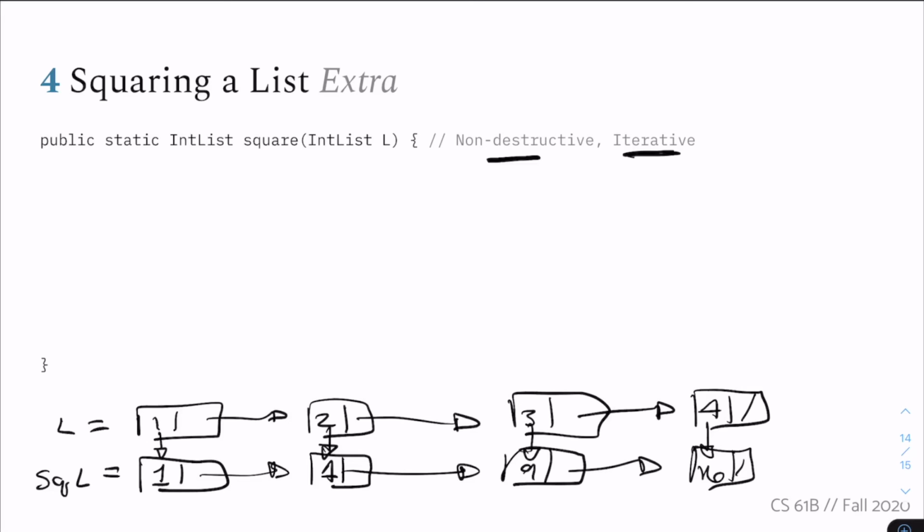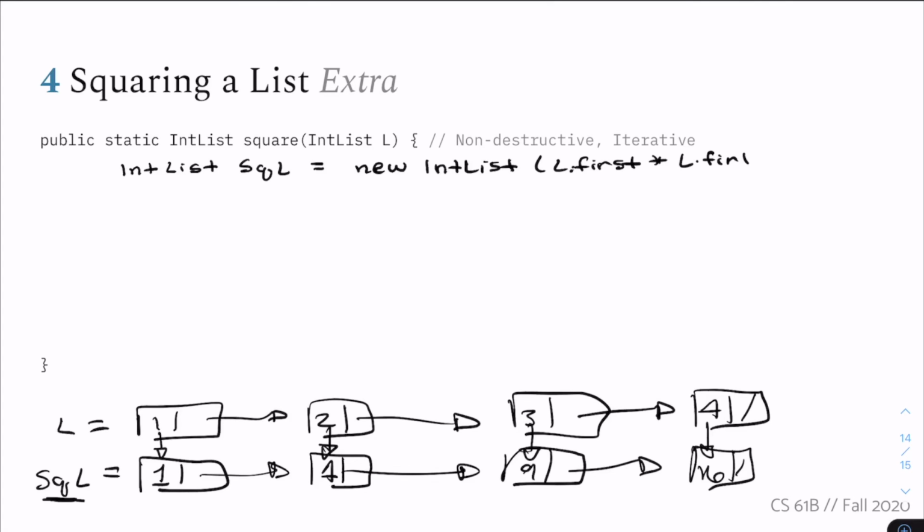Okay, so the way we are going to approach this is first, let's create our square list. So our new int list square list is going to be equal to a new node, because we don't want to mess with the old nodes on accident, that has the same value as L.first, but squared.